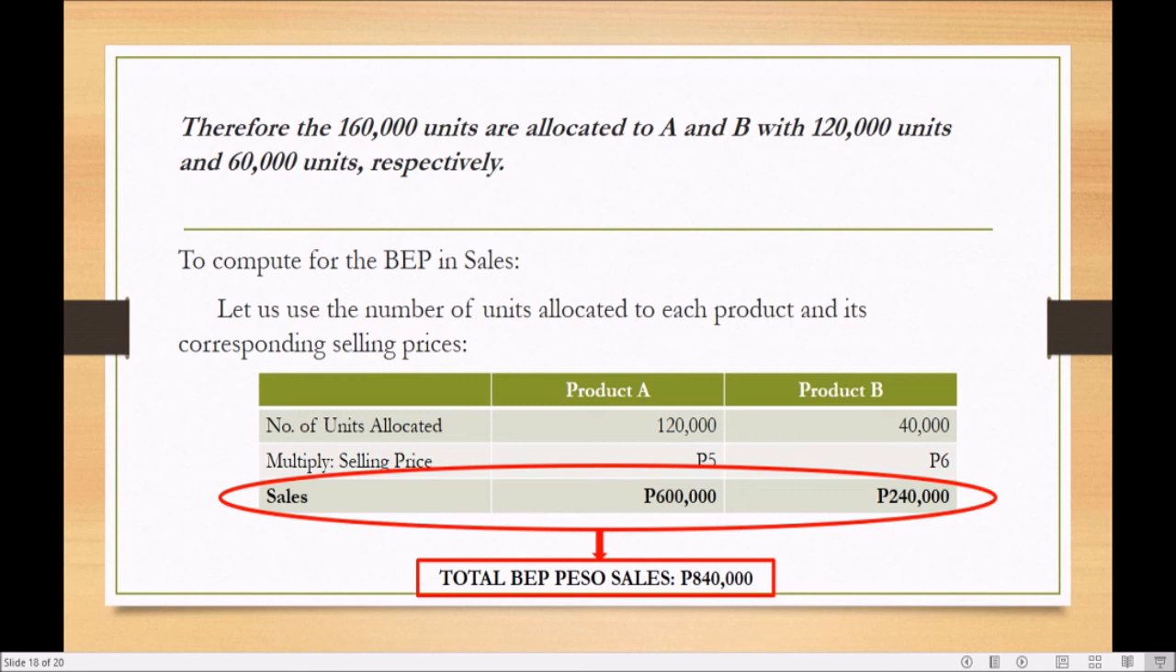Pero, kung tatanungin, what is the total break-even point in peso sales? Ibig sabihin, the entire products, lahat ng products, i-add mo lang yung sales ni product A at yung product B, lalabas po yung total break-even point peso sales na 840,000. Ganun lang po yun. Okay? That's how I compute to determine the break-even point of peso sales for all products, and to allocate the break-even point.